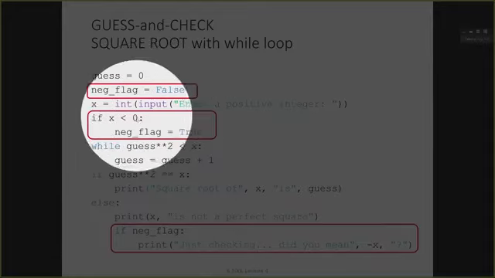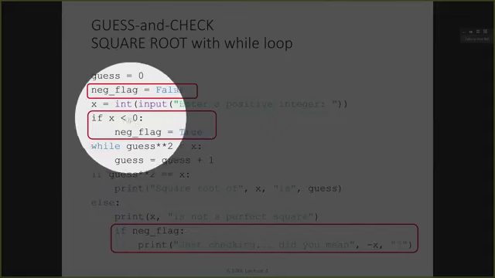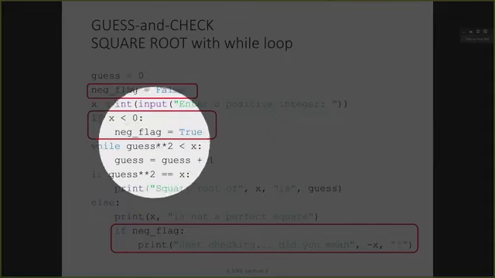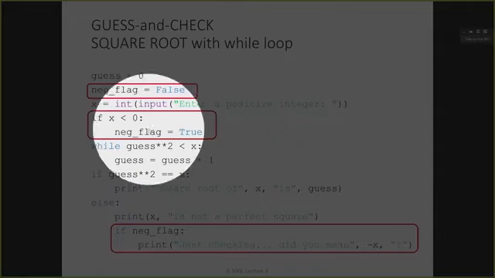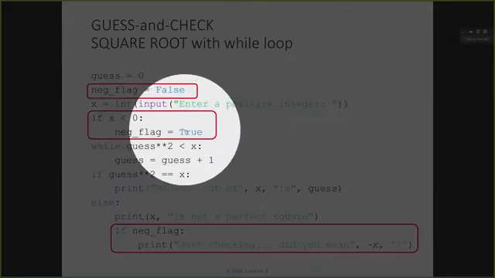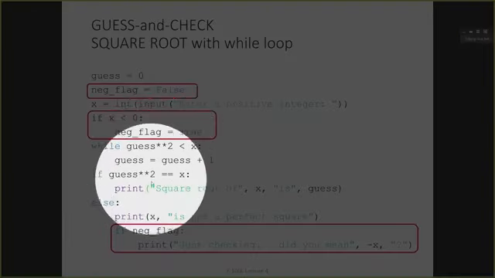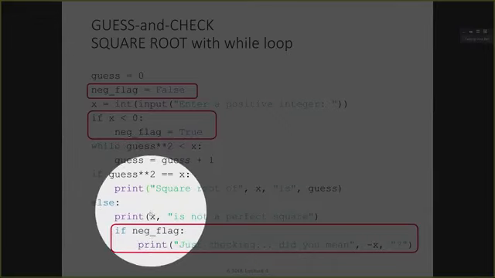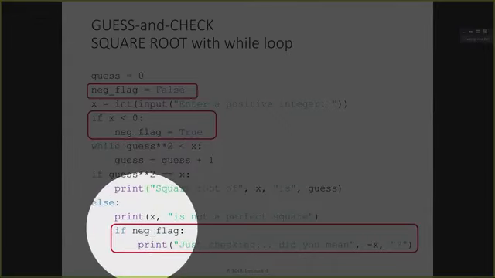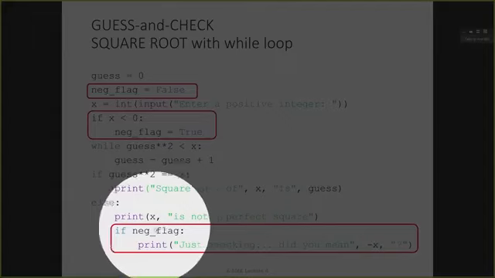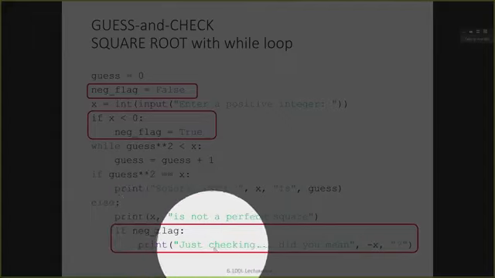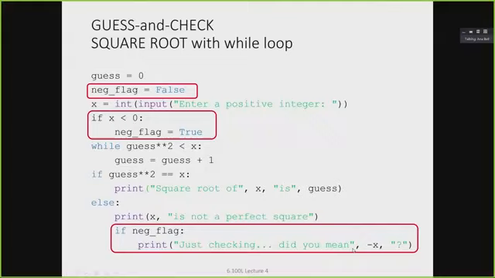We get input from the user, and then we check if the user gave us a negative number. So if x is less than 0, then we change the value of this flag, neg flag equals true. We're changing the value from false to true. And then the rest of it is the same as what we had 2 slides ago, except that at the end, we check to see if the user actually gave us a negative number. We can check with them, did you actually mean the positive version of that number, or something like that.